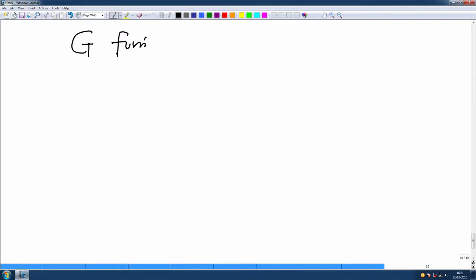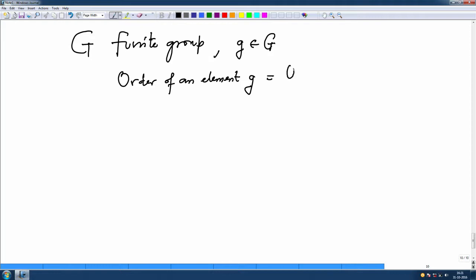We will compute orders of some elements. In any finite group G, if g is an element in G, it is most important to decide what the order of g is. The order of an element g, which I will denote o(g), is the minimum of m in N star such that g to the power m is identity. The first time when it becomes identity.